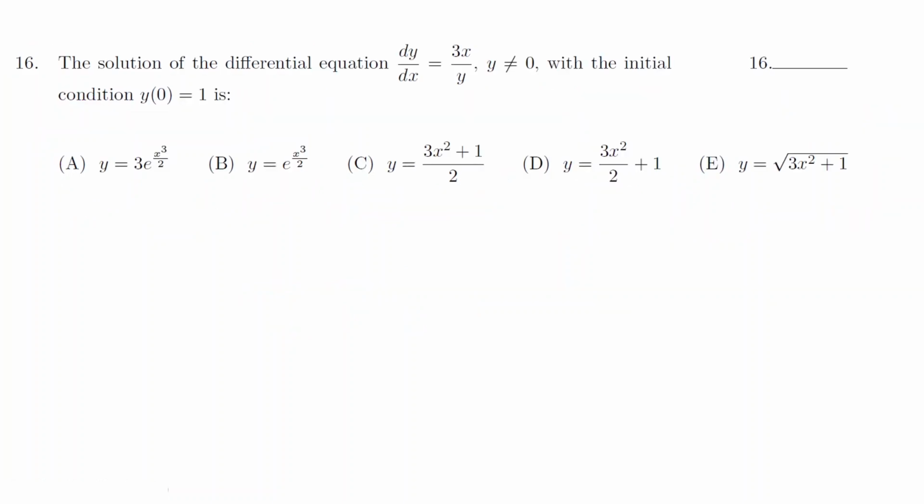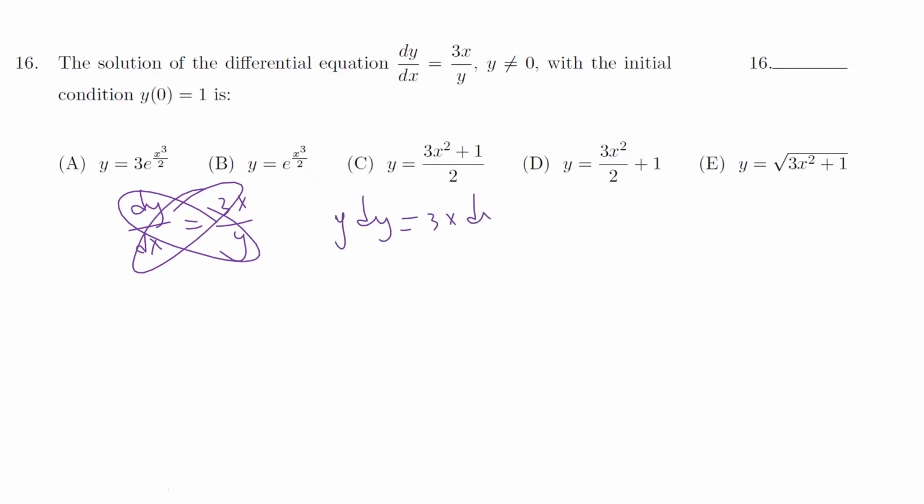Next, 16. The solution of the differential equation. All right, so those differential equations are quite simple. So dy dx equals 3x over y. Multiply them. Do the butterfly method. So this is y dy equals 3x dx. Let's take the integrals of both sides. So y squared over 2 equals 3x squared over 2 plus c. And we know that y of 0 is equal to 1, so our goal is to solve for c from here. So that's our equation.